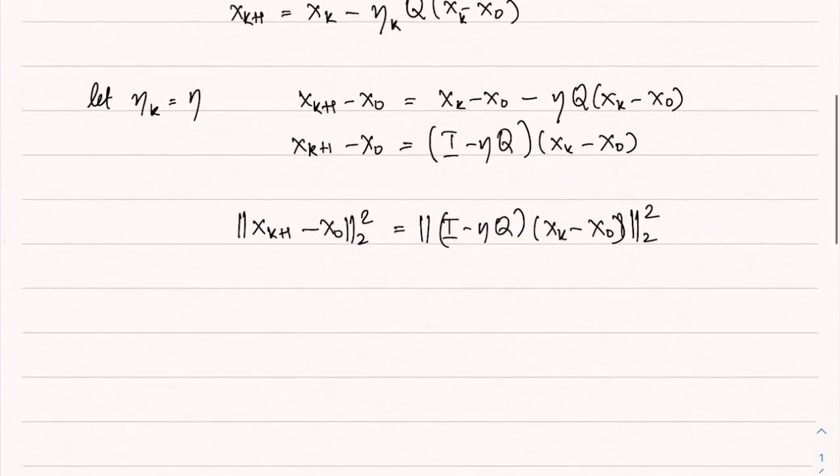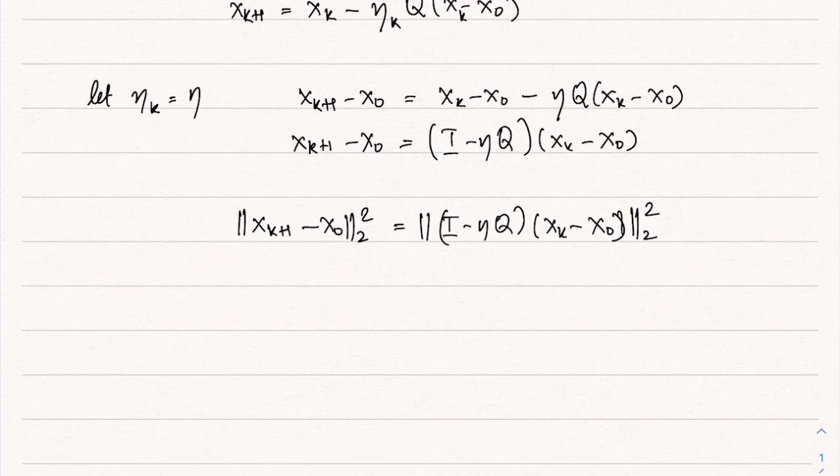And then let us apply the Cauchy-Schwarz inequality. So we can basically write this as less than or equal to the product of the norms. So this is less than or equal to the norm of I minus eta Q, and this is the matrix L2 norm, or 2-norm, times the norm squared of x_k minus x naught. So what we are getting here is that the distance from the optimum is less than or equal to some factor times the earlier distance from the optimum at step k.